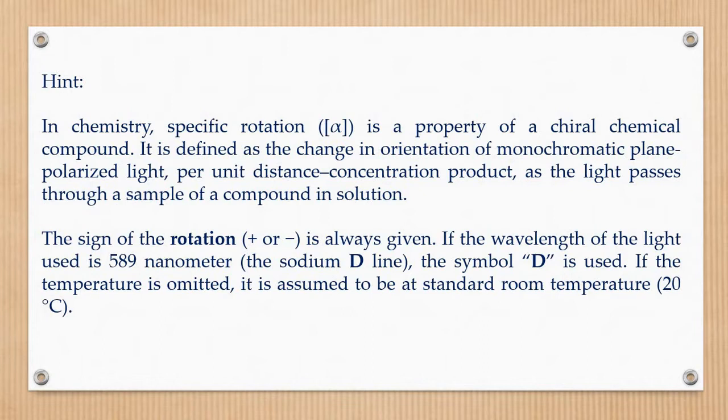Optical rotation is either plus or minus. Plus means the molecule rotates the plane polarized light towards the clockwise direction. That is dextrorotation. The molecule is dextrorotatory. Minus means the chiral molecule rotates the plane polarized light towards left or anti-clockwise direction. Therefore, the molecule is a levorotatory molecule.